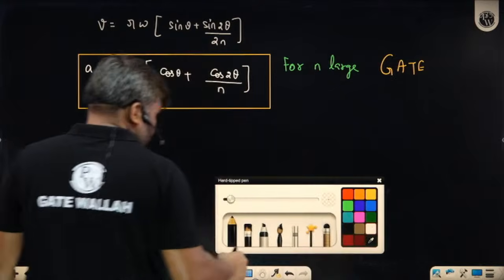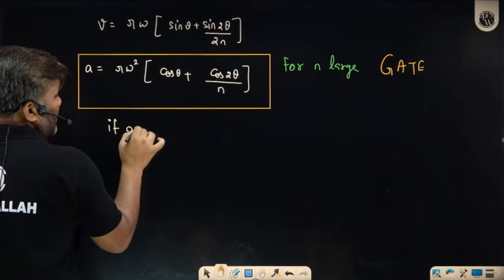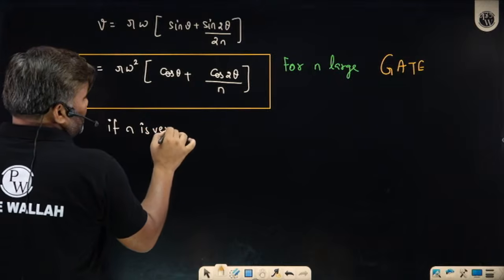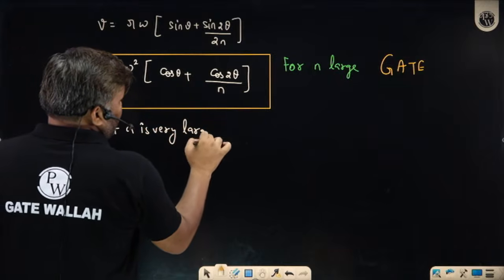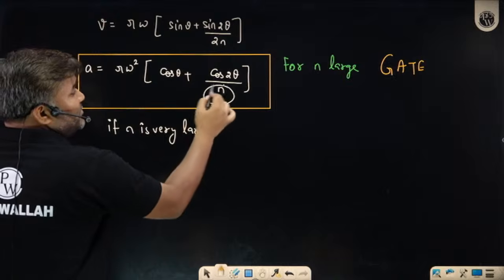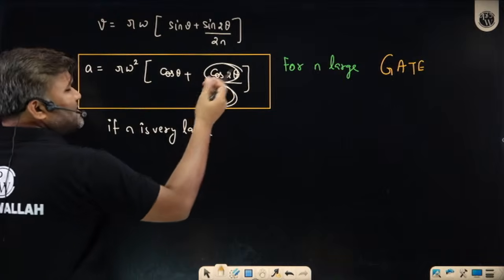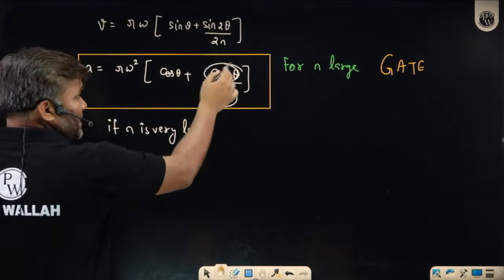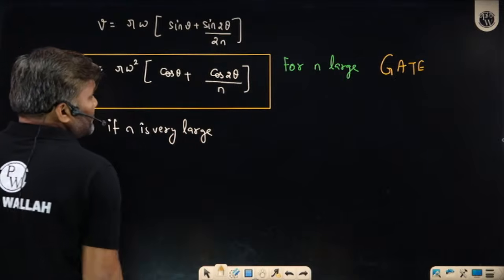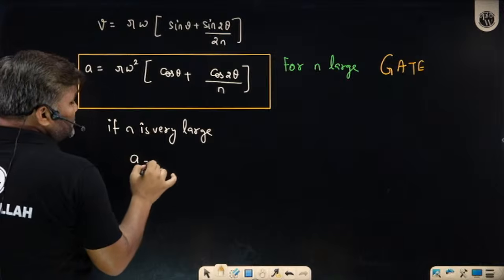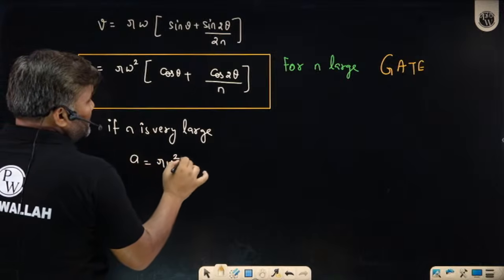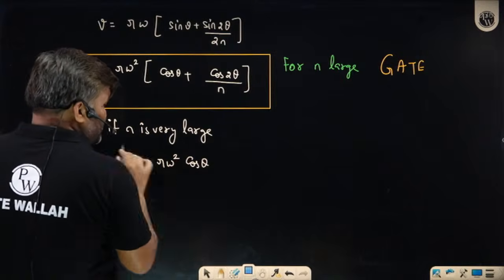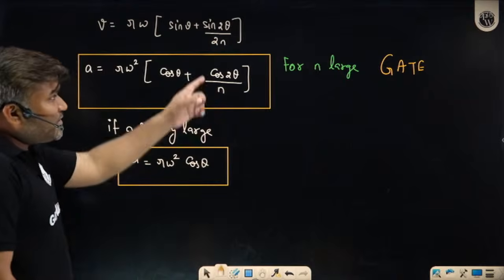If n is given as very large, cos 2 theta is already less than 1, so something less than 1 divided by a very big value, you will ignore this entire term. What we are left with, acceleration is r omega square cos theta. That's it. In GATE we are going to use this formula.